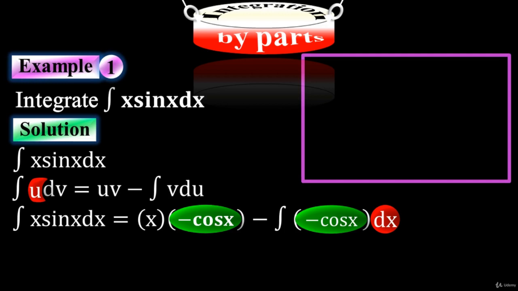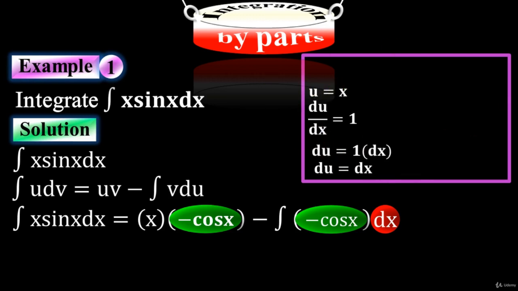Take the first term, u equals x. Take the derivative on both sides. We have du over dx equals 1. Separate the x and u variables. Put dx here. We have now du equals dx. That's how we got du equals dx.